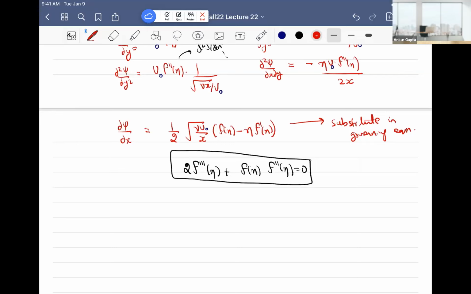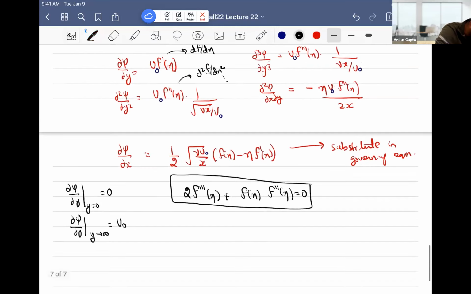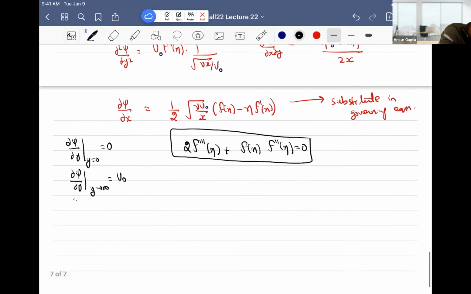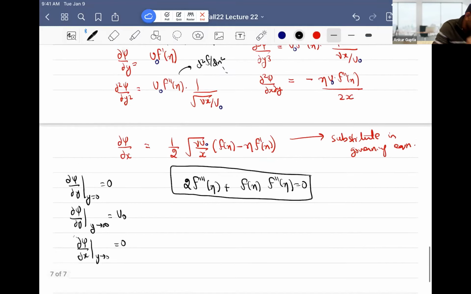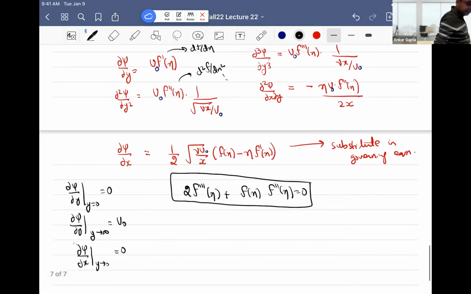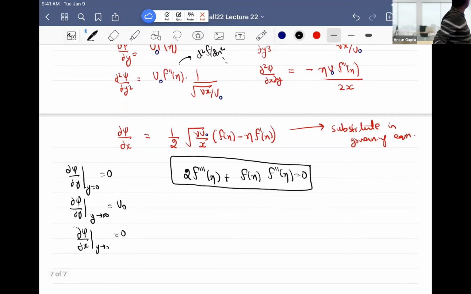Now remember that my boundary conditions were del psi by del y at y equal to 0 was 0, del psi by del y going to infinity was u naught, and del psi by del x was also 0. So this is what you can substitute in. Sorry, it's not the easiest to sometimes do this. So this is what you have.